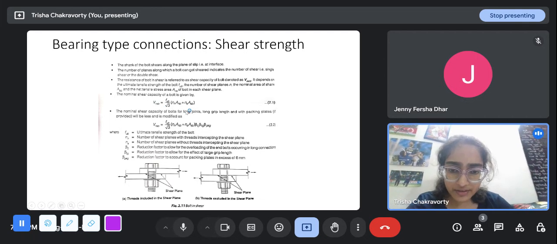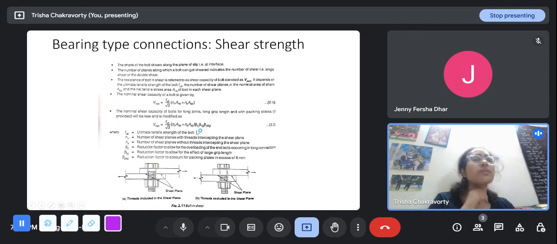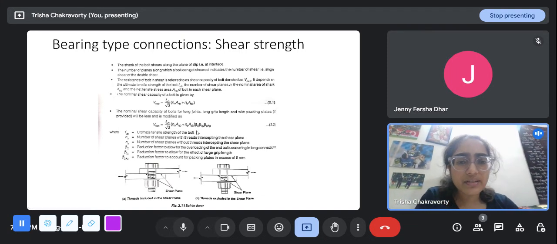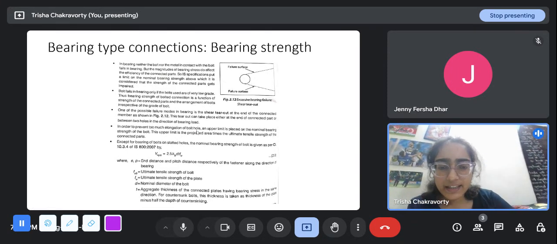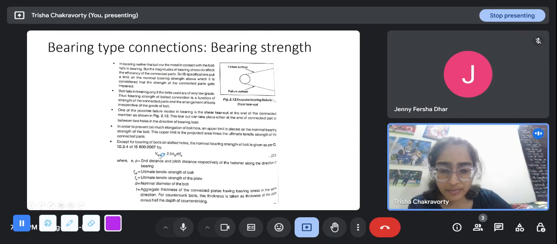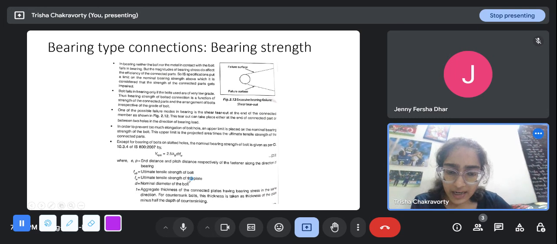This is the shear strength of a bolt, and we divide it by root 3. For the nominal shear capacity of bolts in long joints, we have certain reduction factors, which are not very important for undergraduate courses or for general examinations like GATE. The bearing strength of a bolt has this formula: VNPB is 2.5 kb times d t fu. Kb is generally taken as 1. We'll see in the problems later on.